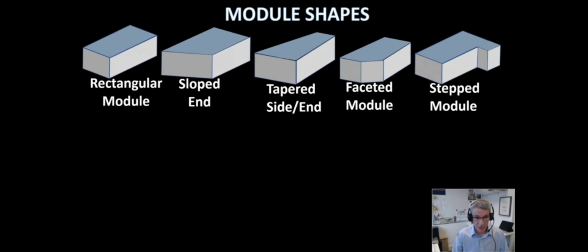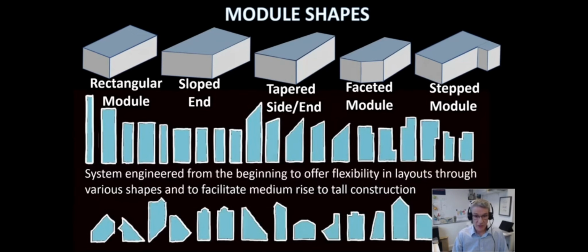We use a number of different shapes of modules. The majority of buildings are done with mostly rectangular modules. Some of the other shapes you see there are quite commonly used, sloped end and tapered end particularly. Vision Modular System is very flexible, and all the shapes you see here have been manufactured at some point to allow us to do various schemes.